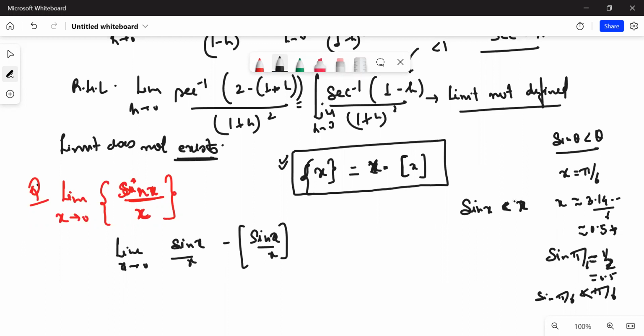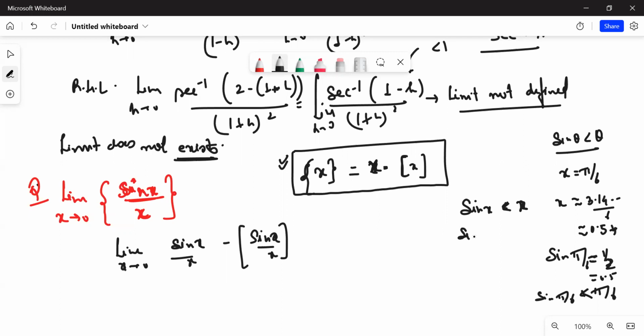However, in the vicinity of x tends to 0, they are almost equal. Sin 30 degrees is almost equal to 30 degrees, which is pi by 6 in real numbers. So sin pi by 6 is almost equivalent to half. Till theta equal to 30 degrees, sin x is almost equal to x. But if I want to write strictly, I will write that sin x is less than x.